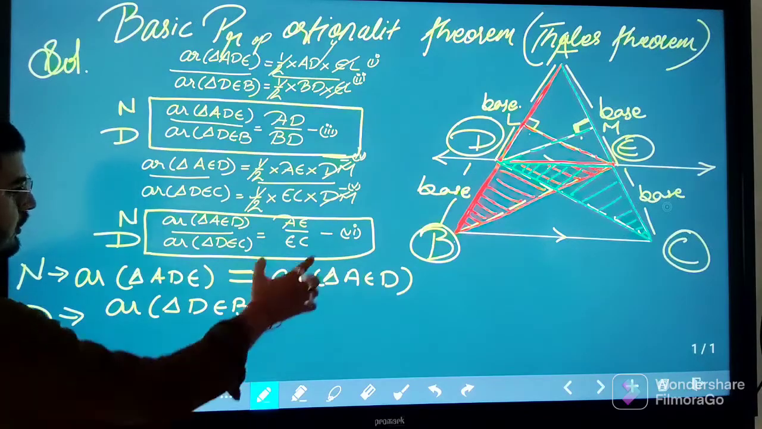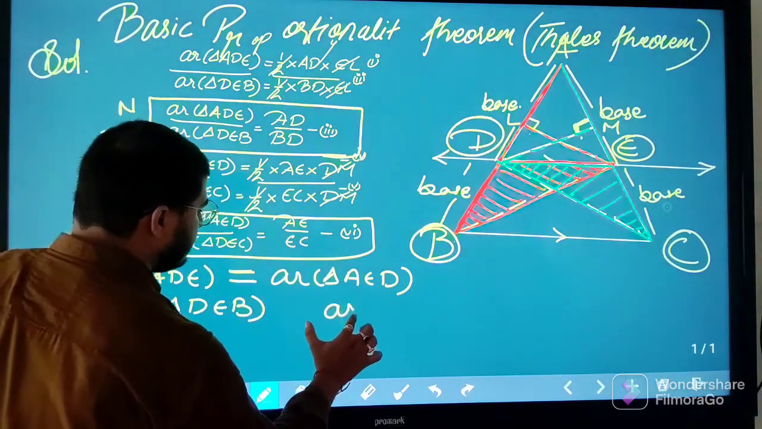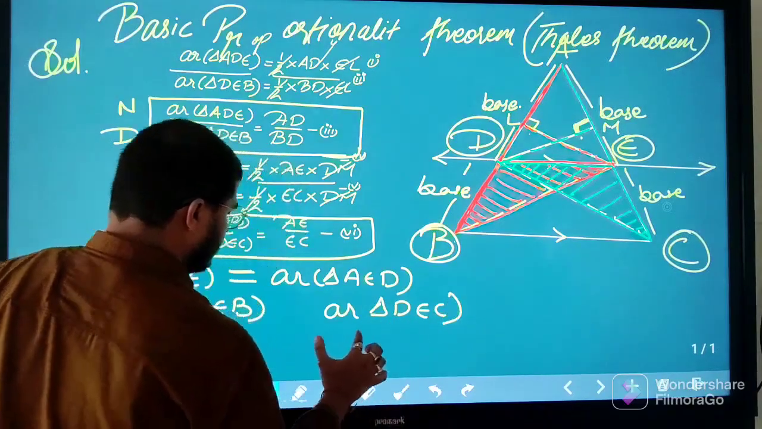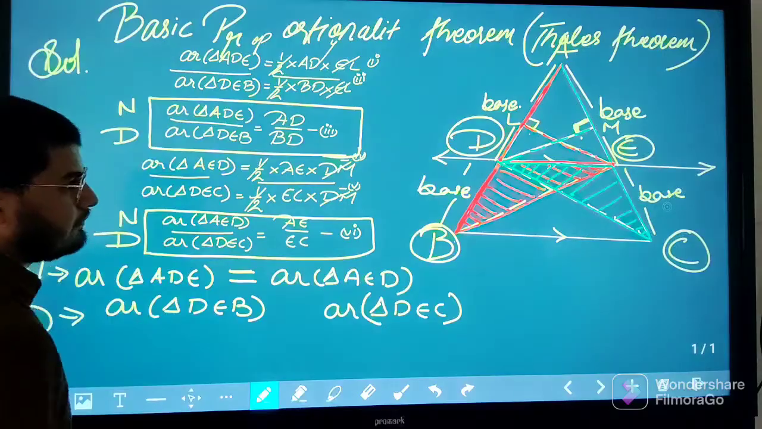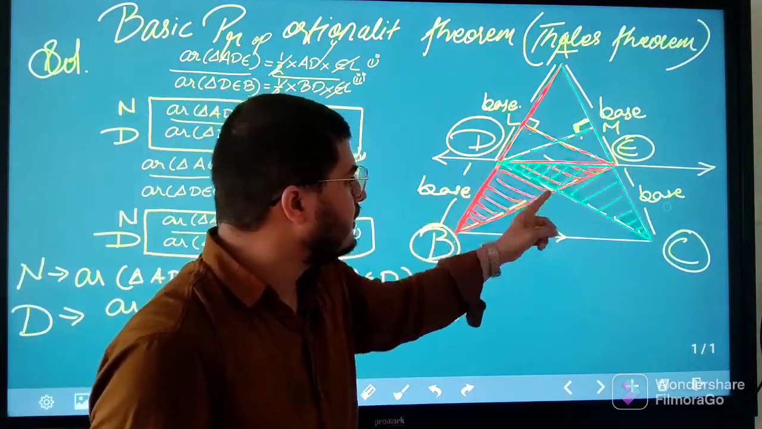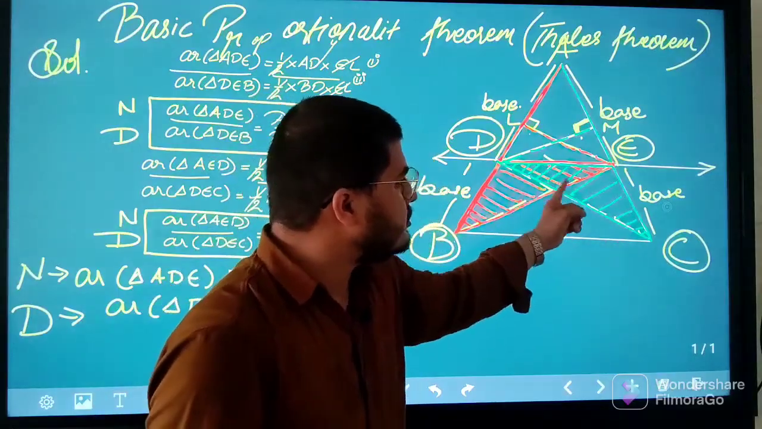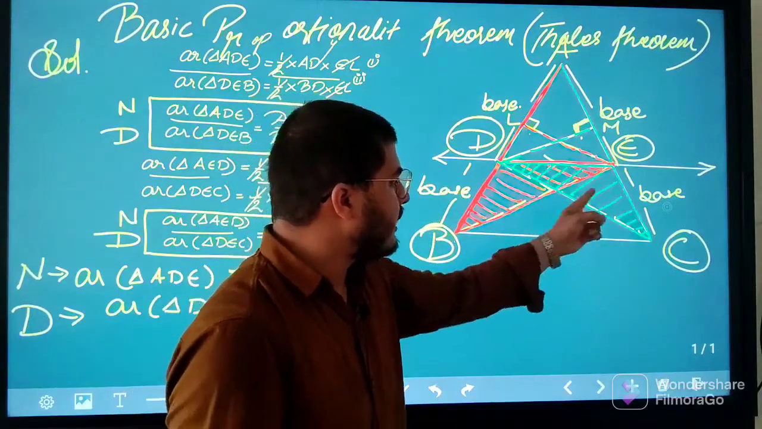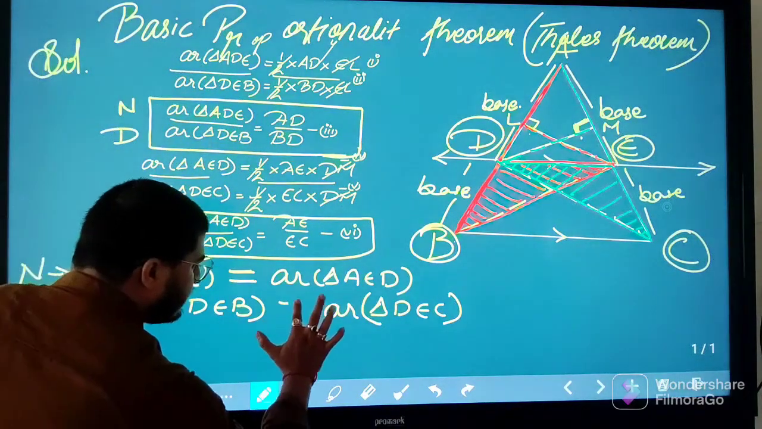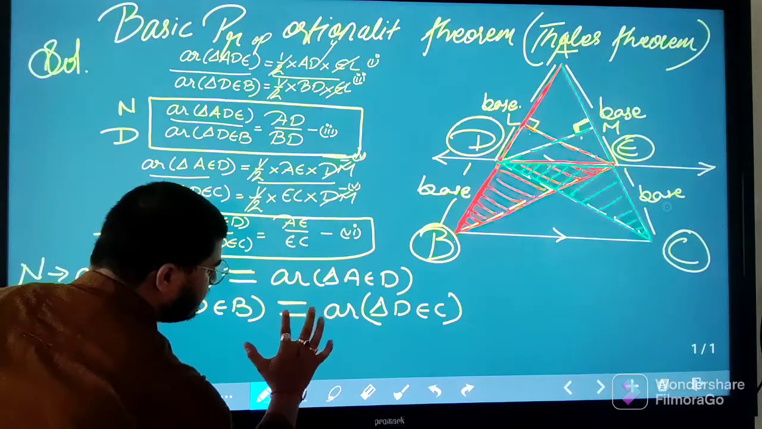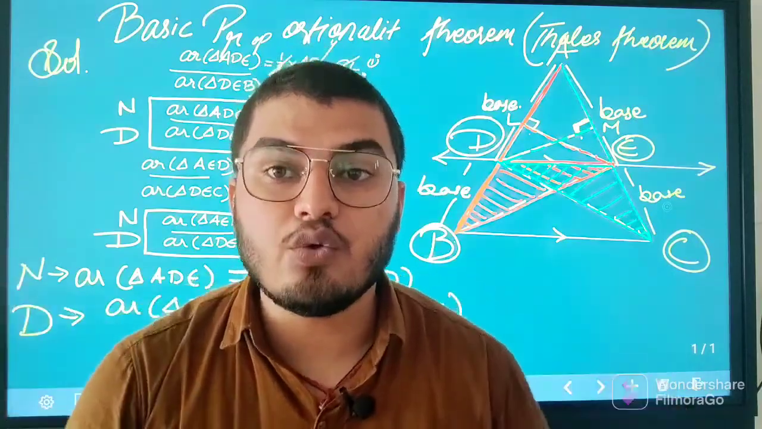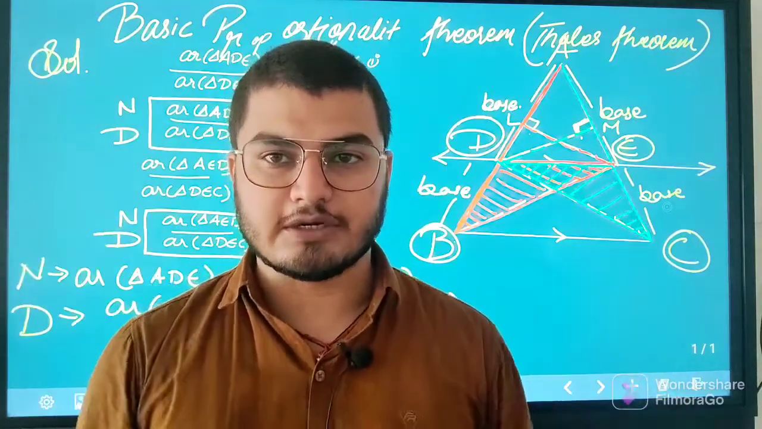And in the sixth point we are talking about the area of triangle DEC. Now observe these two triangles carefully: DEB, the red shaded one, and DEC, the green shaded one. These two triangles, what can we say about their areas? We can say that their areas are also equal. Yes, they are equal. You will say, how, sir?